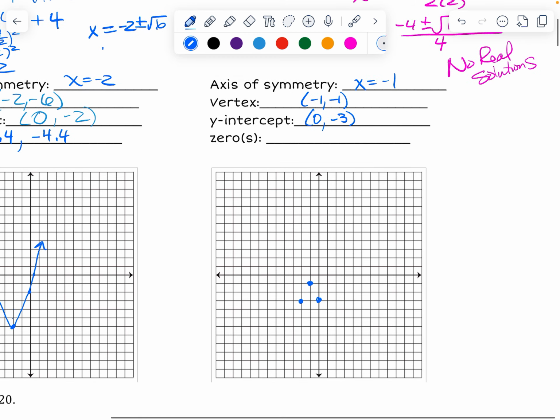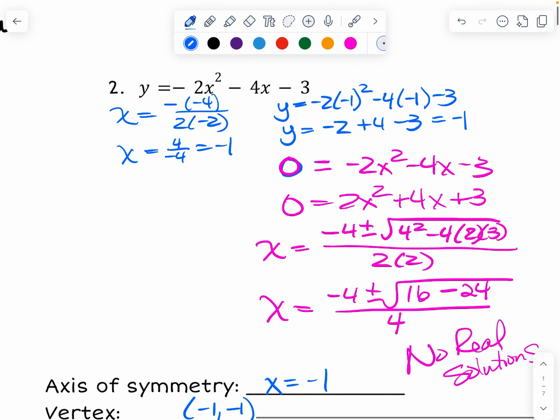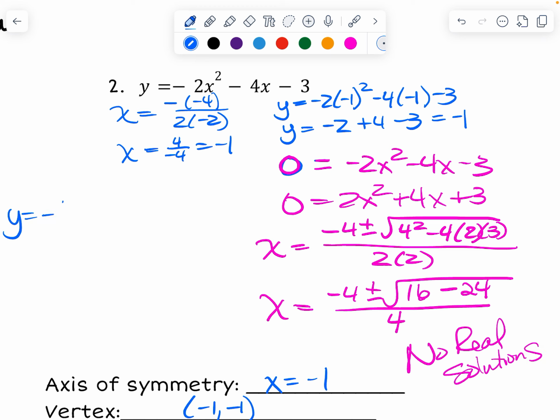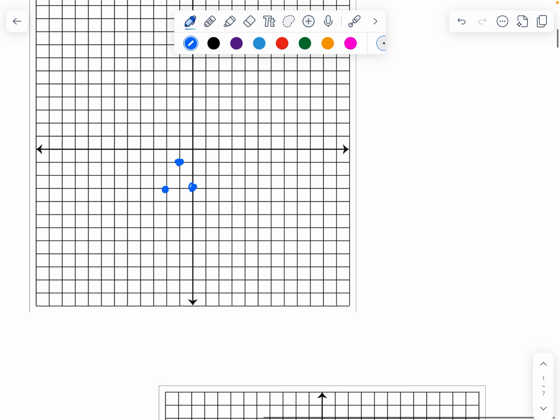Okay. And just to have a couple more points in there, I'm going to go ahead and do, if I plugged in 1, what would I get? So y equals negative 2 times 1 squared minus 4 times 1 minus 3. Y equals negative 2 minus 4 minus 3. That will get negative 6 minus 3, which is negative 9. So that is the point 1, negative 9. So if I do 1, I go down 1, 2, 3, 4, 5, 6, 7, 8, 9. That would go there. And then we have the symmetry.